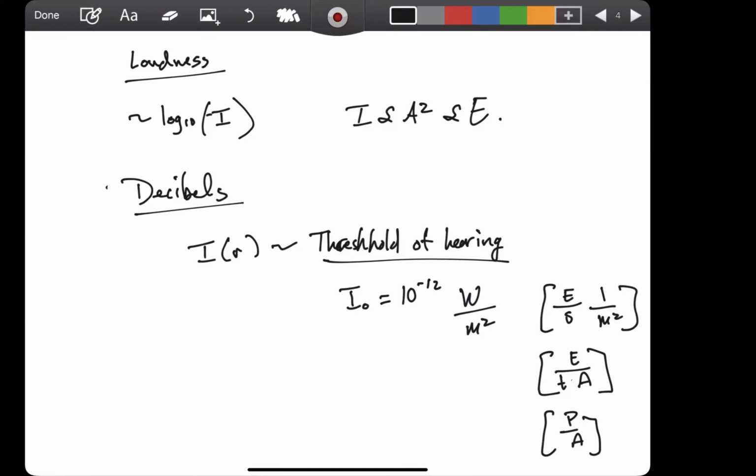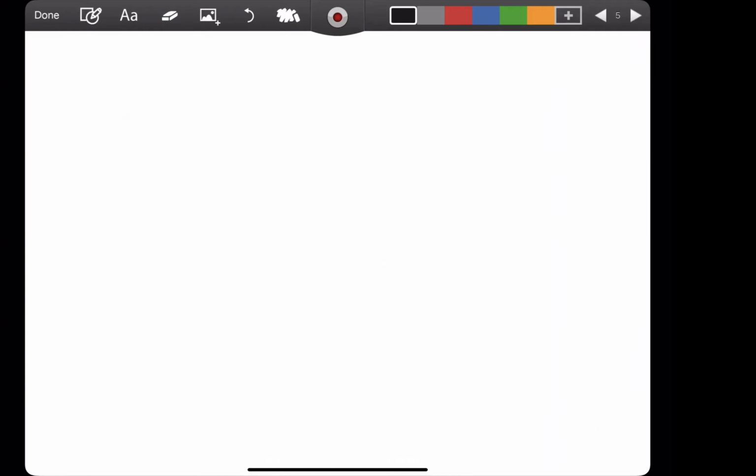So let's put everything together. What we call the loudness, or in this case the decibels, we're going to call beta. And again, this is loudness.